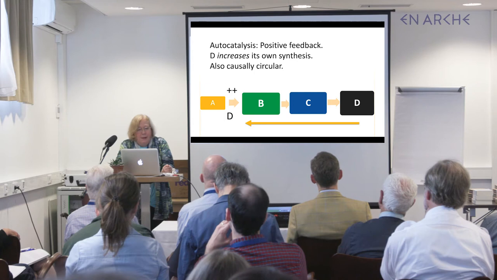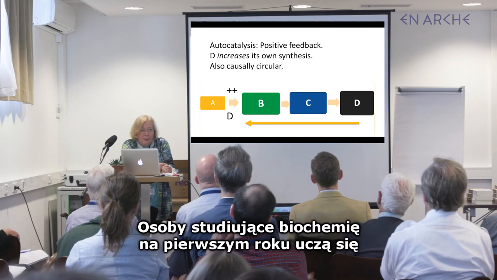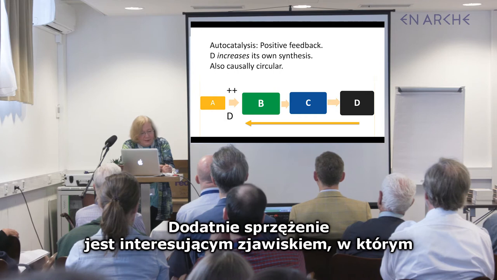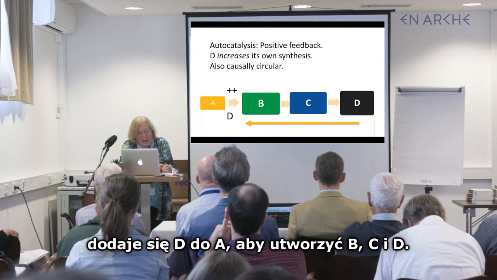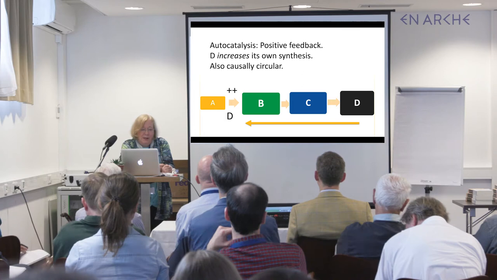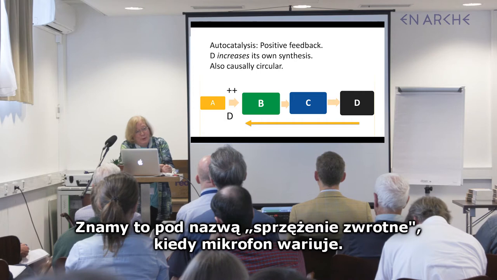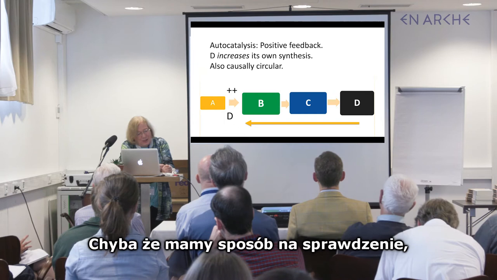Now, returning to autocatalysis. The first-year biochemist knows about autocatalysis, positive feedback, negative feedback. Positive feedback is that interesting phenomenon where you make A to B to C to D, and then the presence of D causes a stimulation of the first reaction and produces more of itself. It's a runaway reaction. You get more and more and more. We know that as feedback when a microphone goes off the rails, and unless you have some means to check the reaction, it can get out of control.